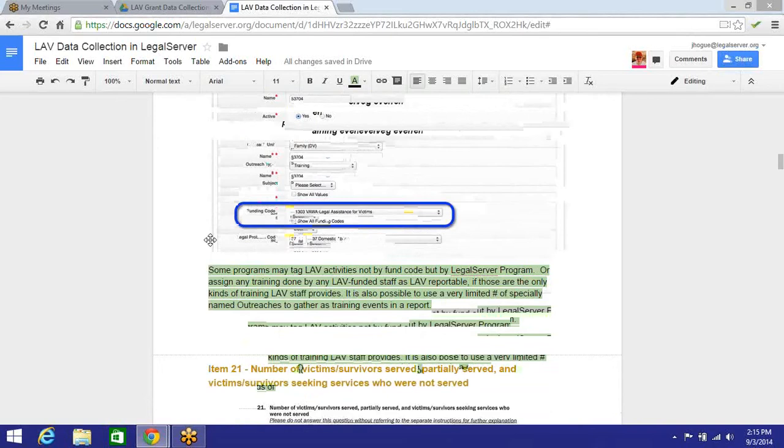There's maybe some organizations out there where you don't even have to do that. You're only going to count it as an LAV training if one of your LAV staff gave it. So there's some programs where people are essentially assigned 100% to some particular grant, and they're LAV or they're not LAV. And then I think the other way I could think of is to have just a couple of specially named outreaches that are LAV training.